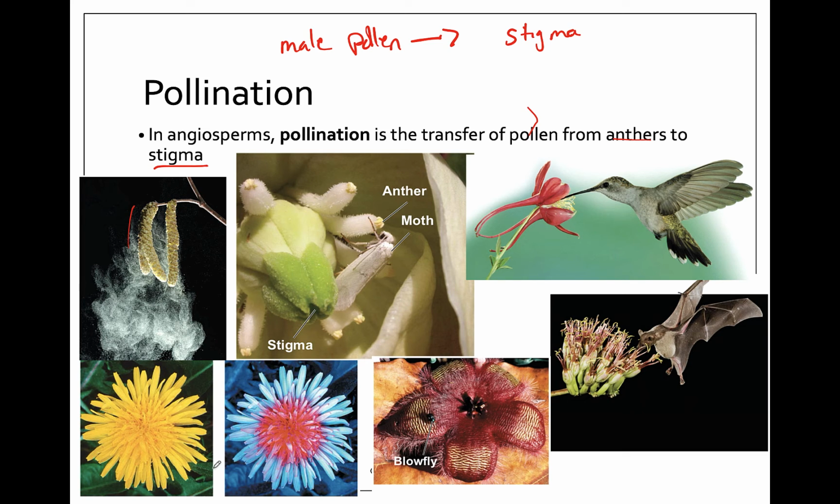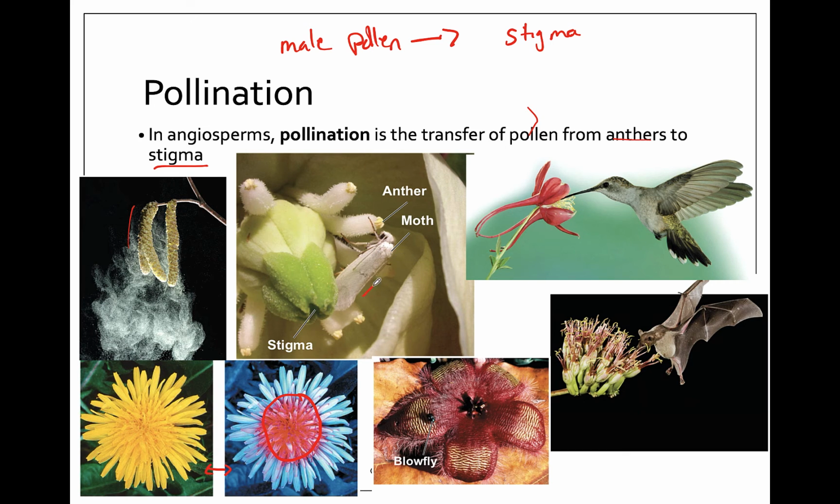UV markings. So right here we've got the same flower. This yellow flower is what's seen with the normal color spectrum, but under a UV light you can see this red dot. It's kind of like a target to be able to tell a bee this has nectar here.